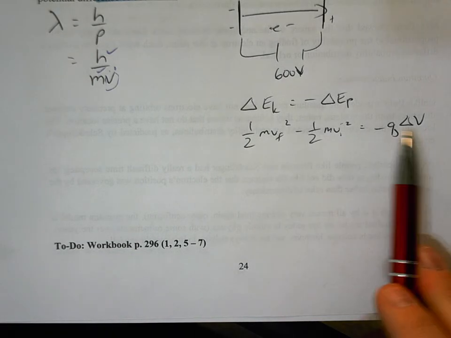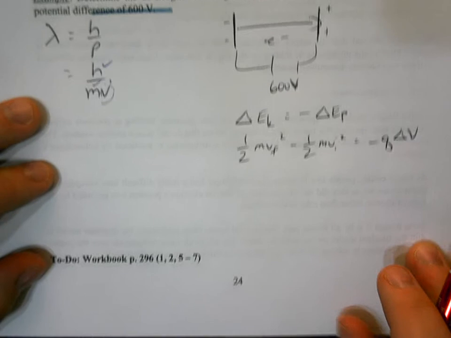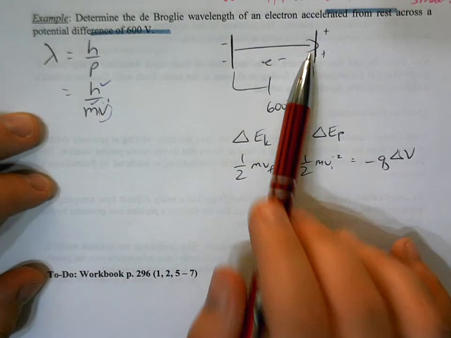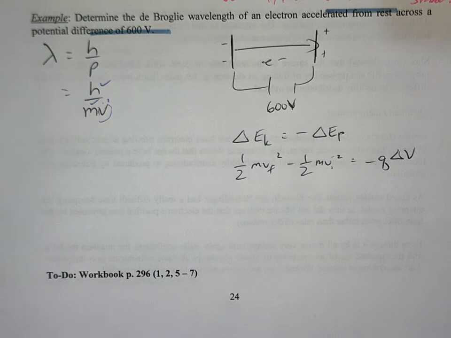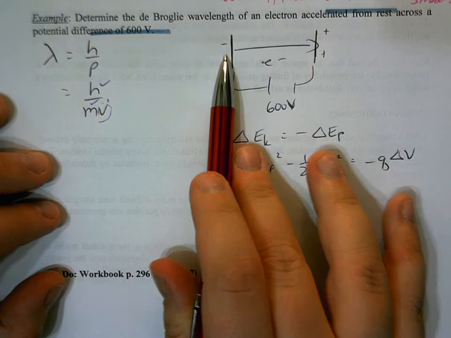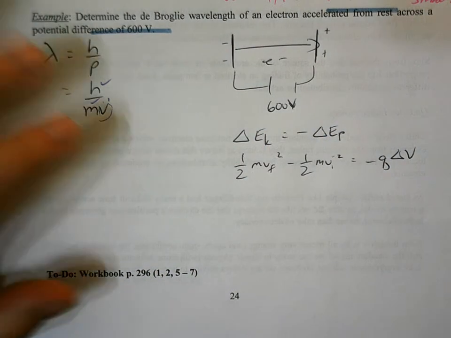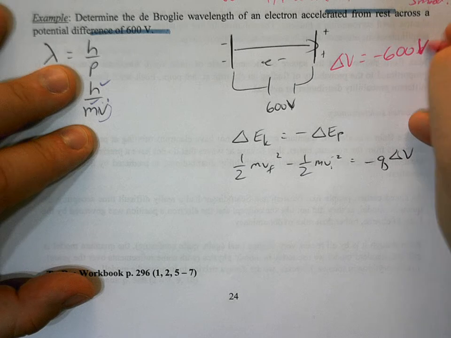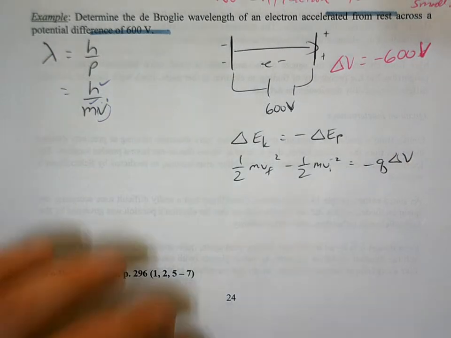So negative q delta v, we talked about how if the electron is traveling in the direction of intended motion, like if the electron's going where it would want to go to begin with, we treat that as negative work, or we treat that as negative potential. So this electron going across this gap, we'd actually say it's experiencing a potential of negative 600 volts because it's going where it wants to go.